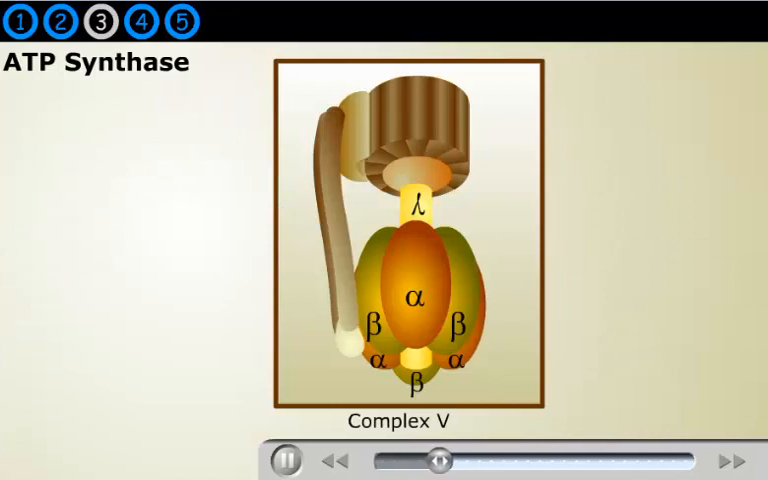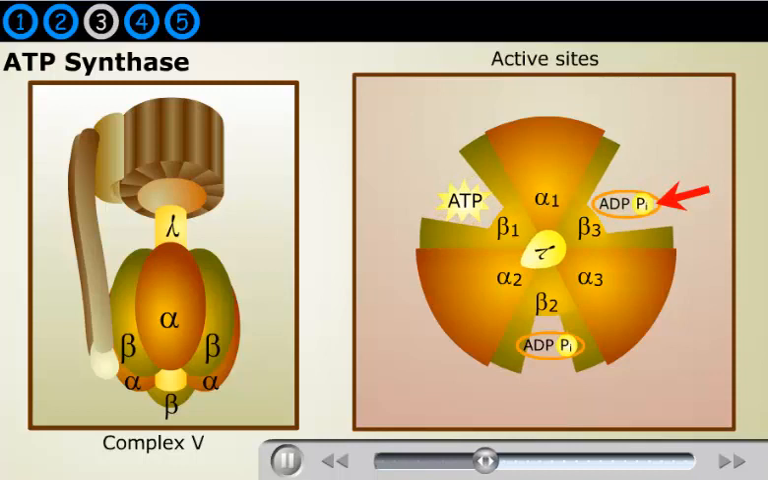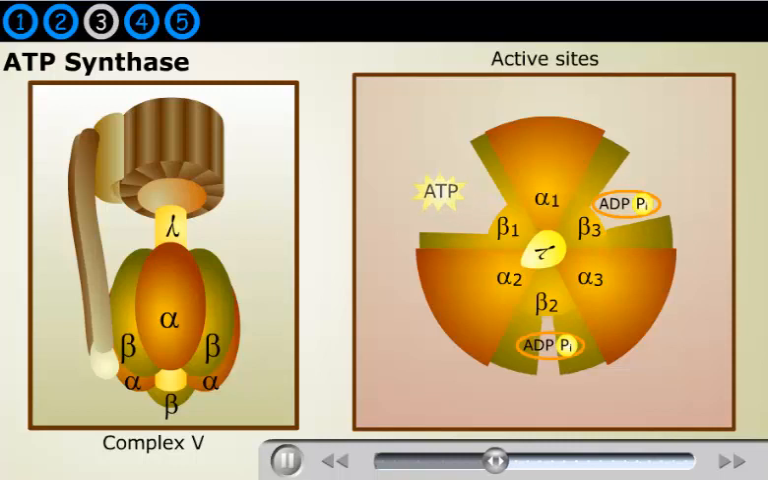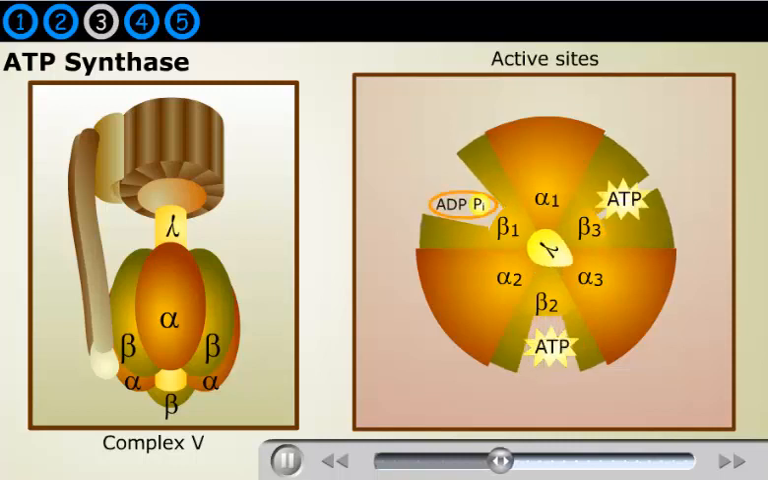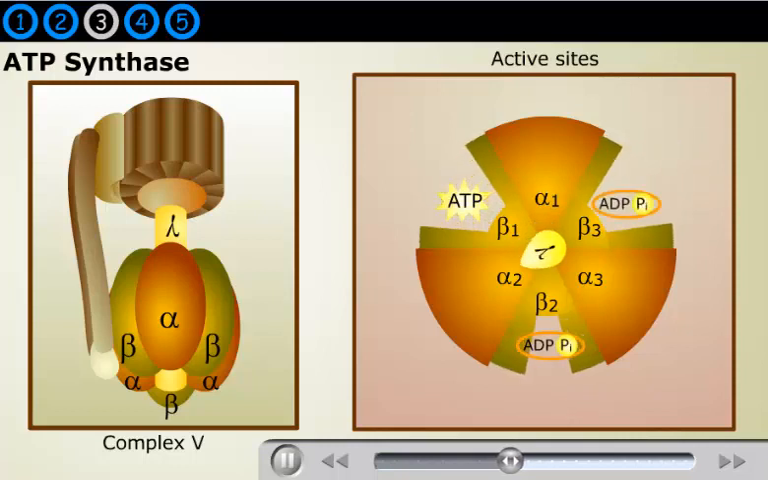ATP synthase is made up of two distinct components. One component is in the membrane. It has a ring of alpha helices through which the protons flow. The other component contains the enzyme's 3 active sites. Protons flowing through the first component drive conformational changes in the second component. ADP and phosphate bind to one of the active sites. Conformational changes drive the ADP and phosphate together to form ATP and then force it out of the active site.